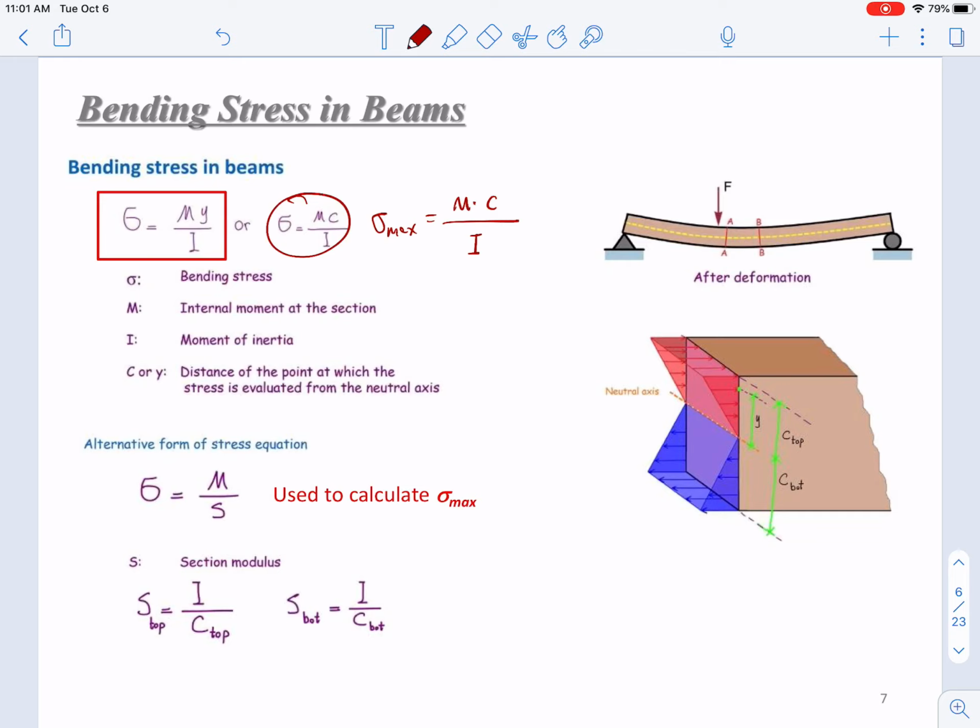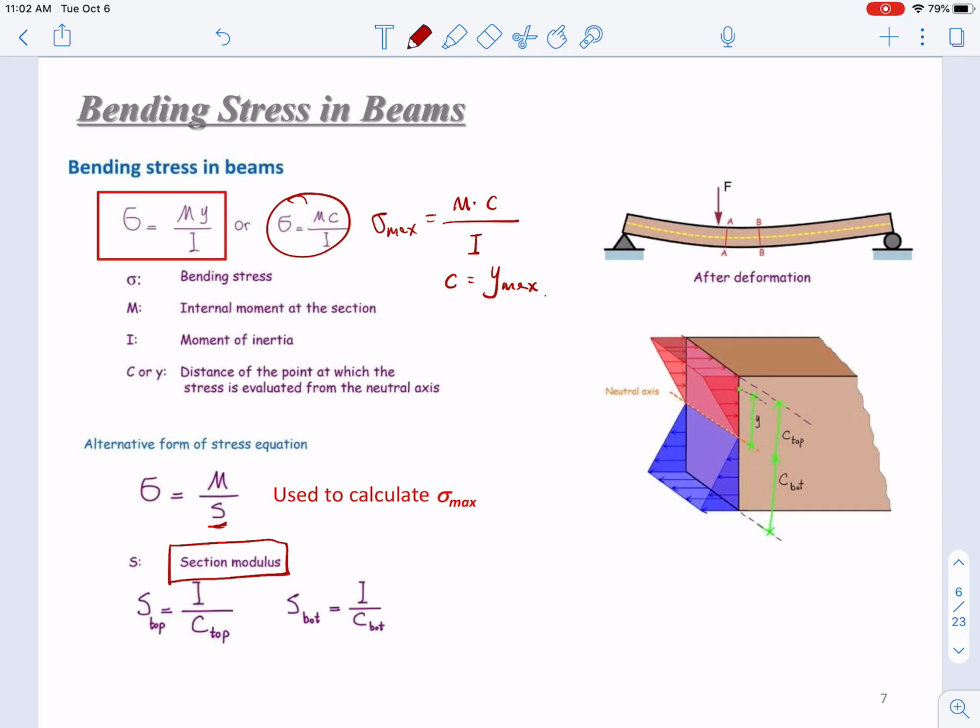Right? The c is the maximum value of y. So in this kind of beams, this just appears on top or on the bottom. We have an alternative form of the stress equation, that is sigma equals M over S. This S here is called the section modulus. It is used to calculate the maximum values of the bending stress.